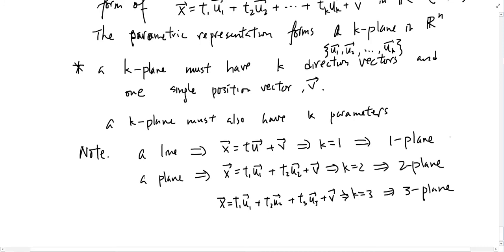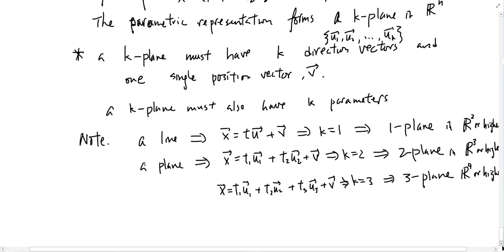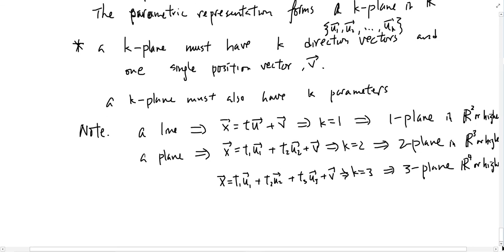So therefore, a one-plane exists in R2, or actually, maybe I should write it this way: in R2 or higher. And a two-plane should exist in R3 or higher. And then a three-plane should exist in R4 or higher, and so on and so forth. Okay? So it is important to understand that these all use the word plane, but they actually have different dimensions.